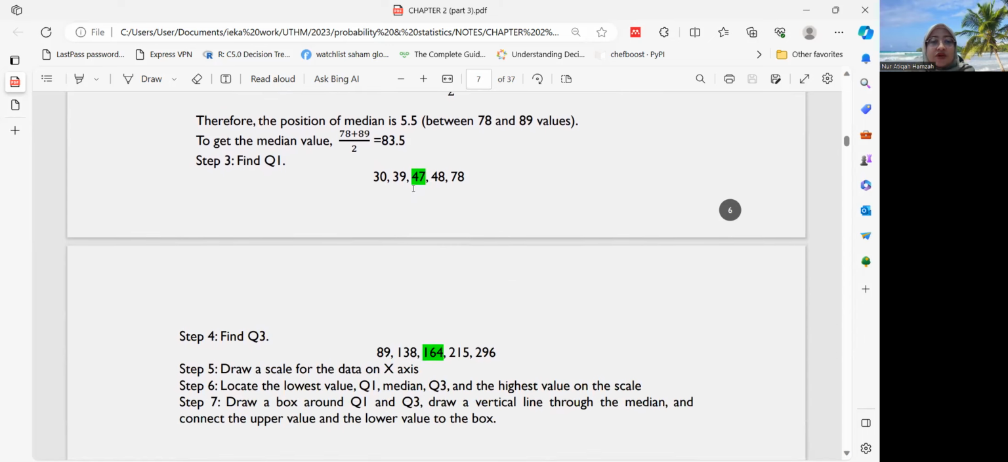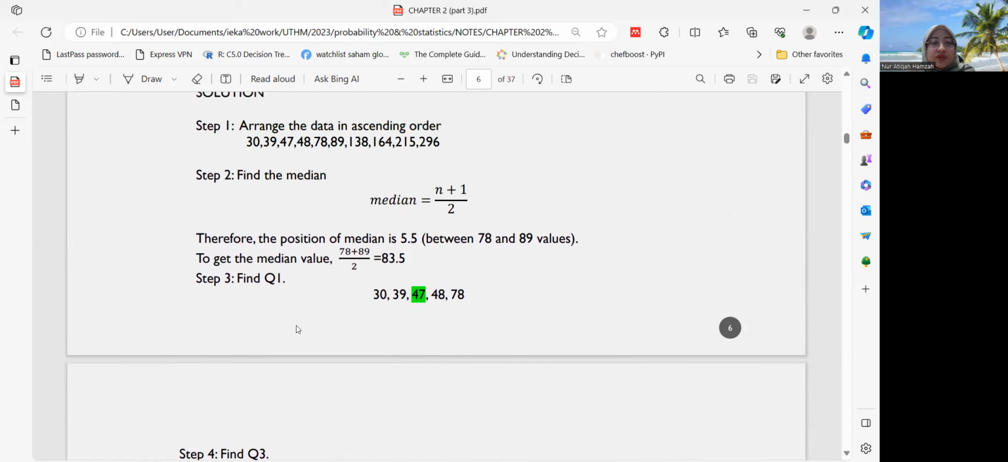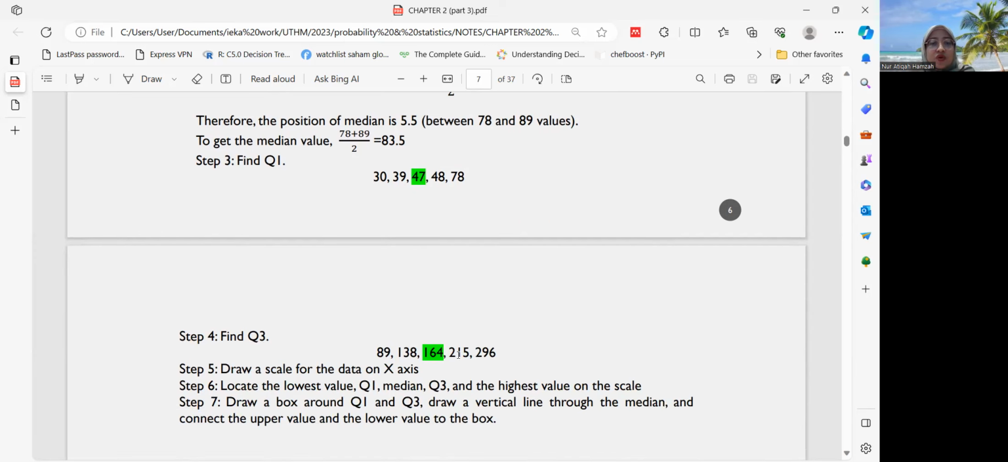47 is our Q1 for this case. So next step, you have to find Q3. So we get the second part of the 5 numbers: 89, 138, 164, 215 and 296. Again, you have to find the middle number for this set. Okay, so this is Q3.